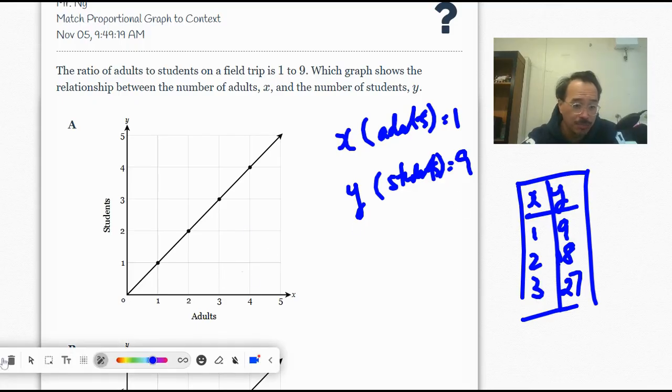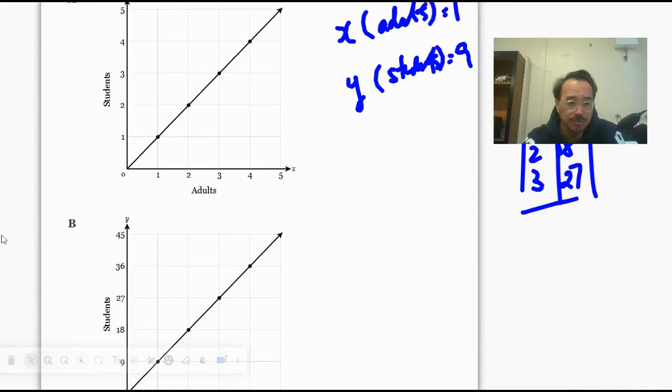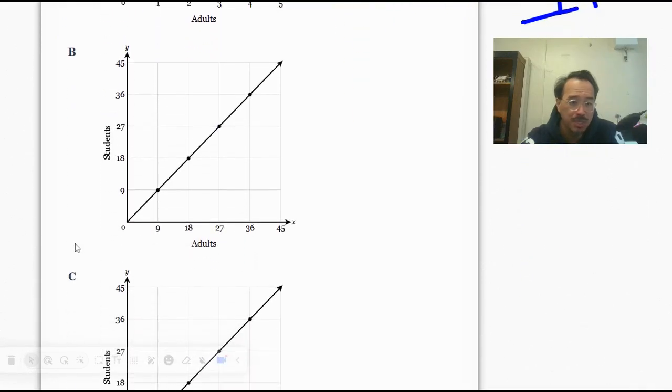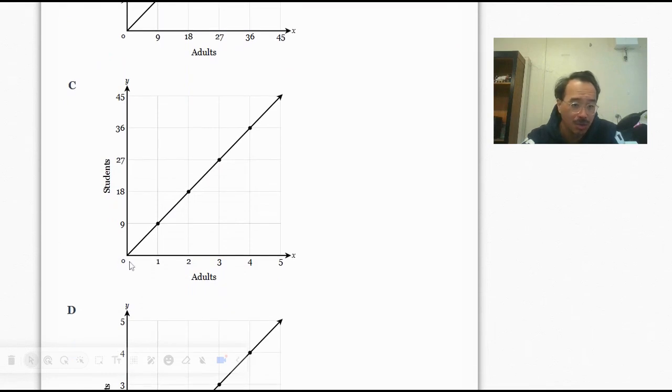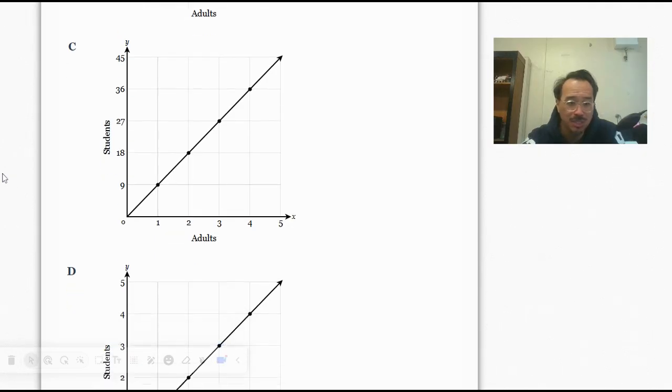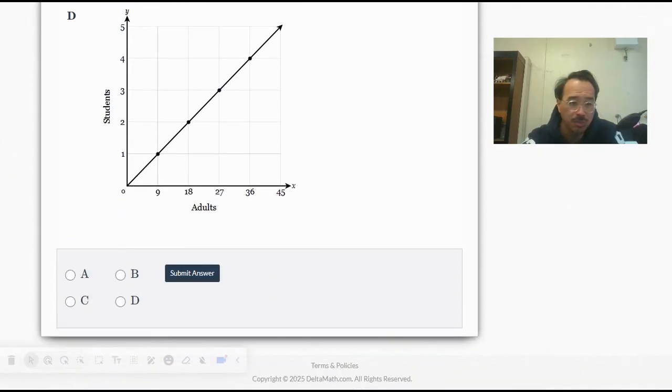Well, let's look at A. A is 1 to the right, 1 up, so no, that's not good. All right, B is 9 to 9, right? 9 here and 9 here, so that's still 1 to 1, so that's not good. C, 1 adult, 9 children, so there we go. We have our answer, it is C, okay? And then we put in the choice, and D is not. D is 9 adults for 1 kid, okay? Can't be, so it's C.